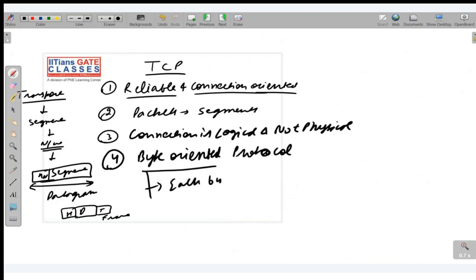Each byte is numbered, like byte number 1, byte number 2, byte number 3, and so on. Like this, you will say. Each byte is numbered. Is it okay?